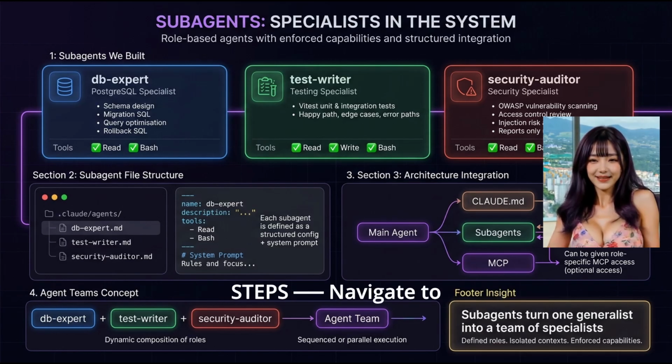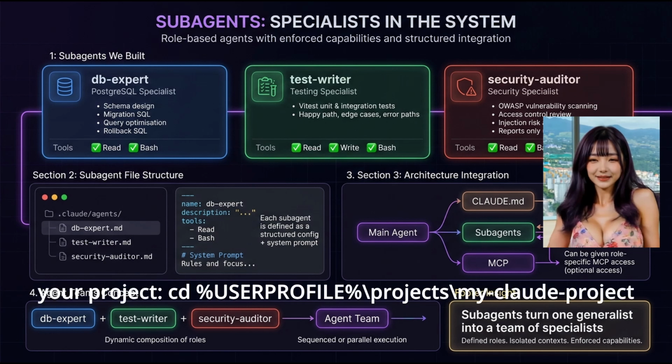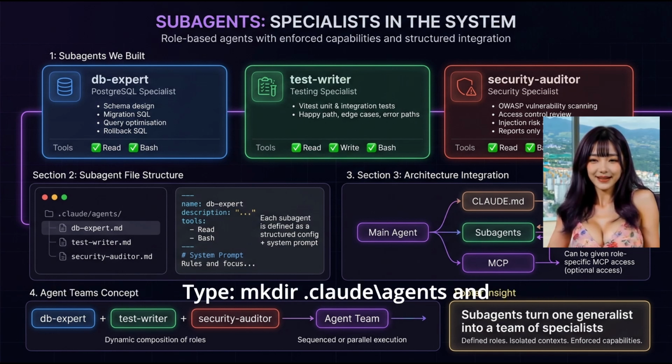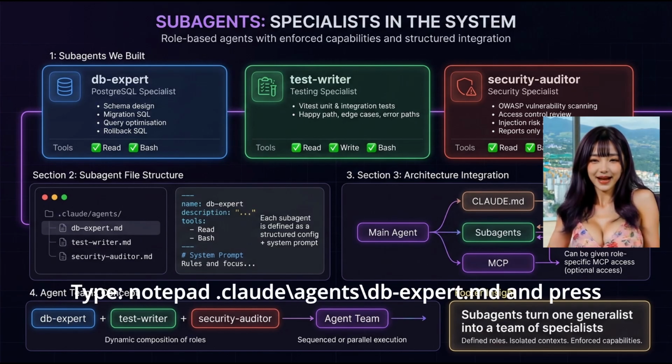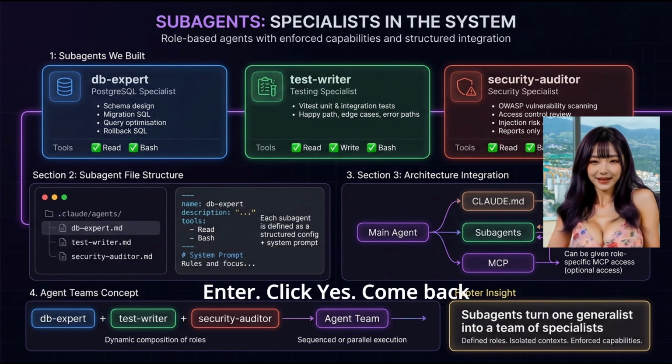Steps: navigate to your project, cd to your project folder, type mkdir .claude/agents, and press enter. Type notepad .claude/agents/dbexpert.md and press enter. Click yes. Come back to the text.